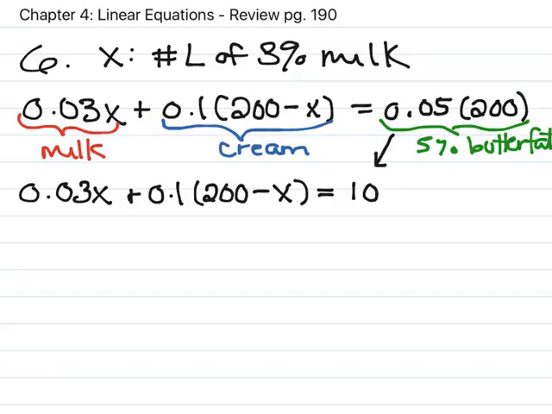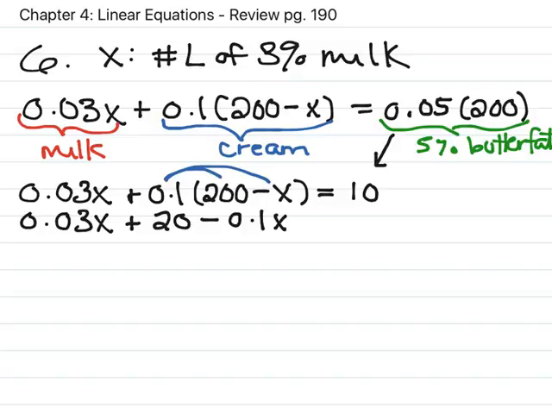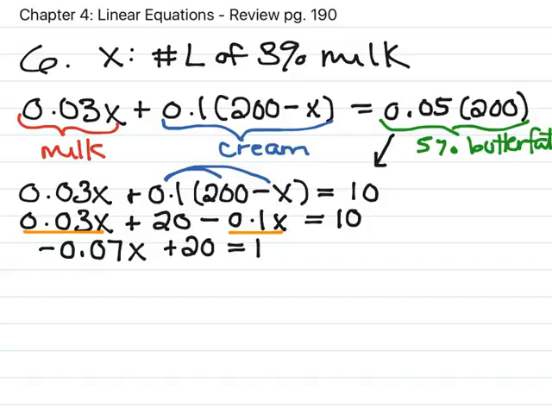Next, I'm going to multiply this out, giving me 0.03x plus 20 minus 0.1x, which equals 10. So then we have to gather our like terms. So we have 0.03x minus 0.1x, which gives us negative 0.07x plus 20 equals 10.